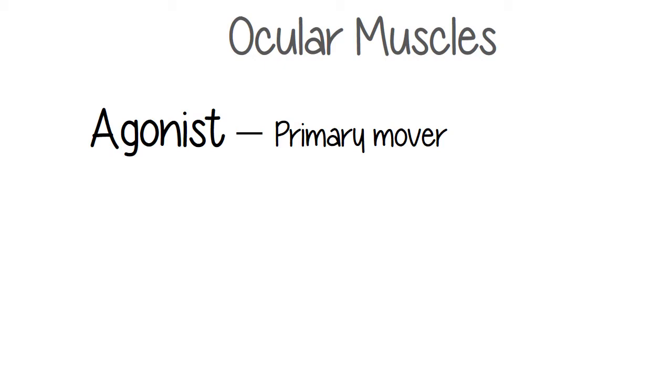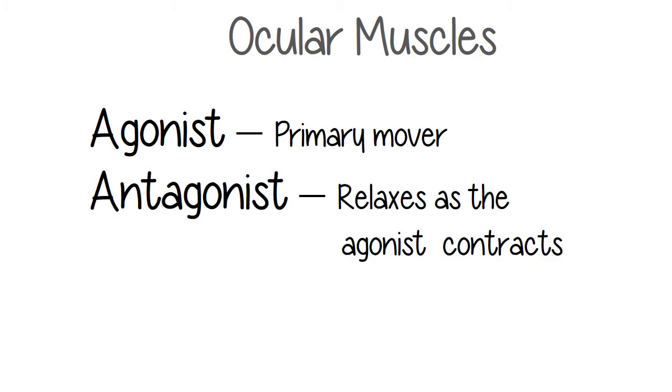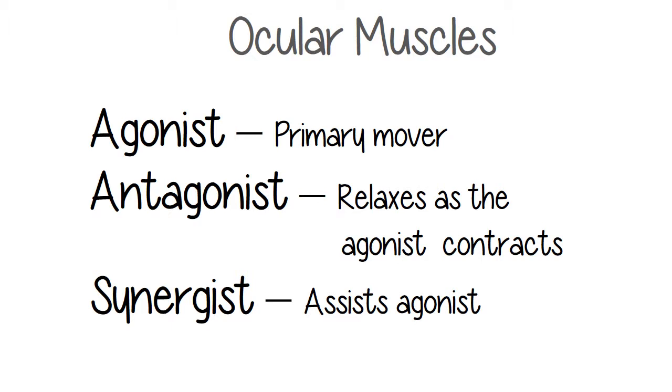Agonist. The agonist muscle is the muscle that is primarily responsible for moving the globe of the eye into a certain position. The antagonist is the opposite of the agonist. As the agonist contracts to move the globe, the antagonist must relax to allow that movement. And the synergist just assists the agonist in the movement.